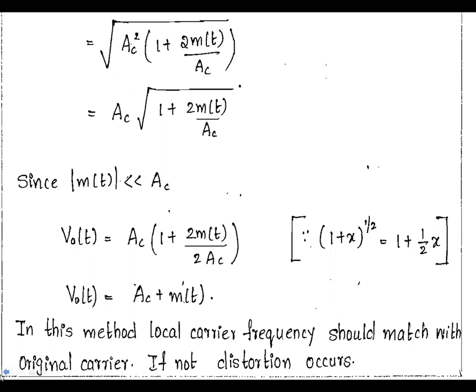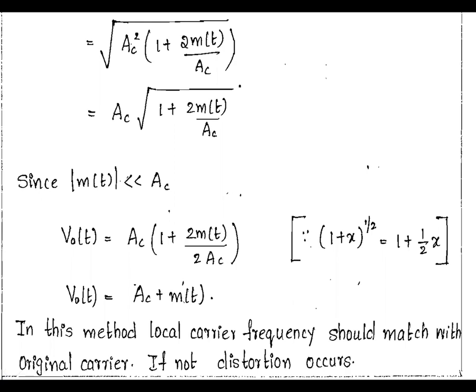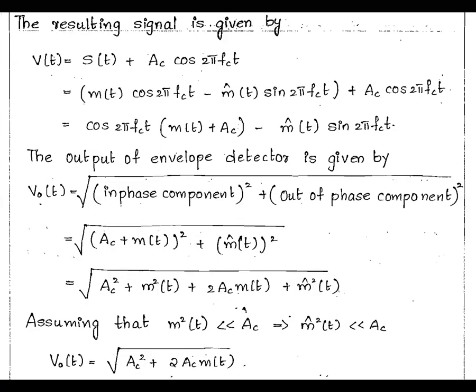In this method, the local carrier frequency should match the original carrier. If not, distortion takes place. Okay students, this is the concept related to single sideband generation and detection process. So please go to the block diagram once.